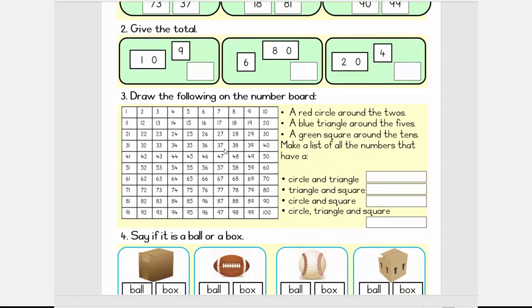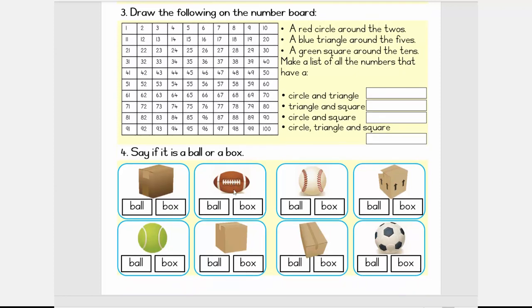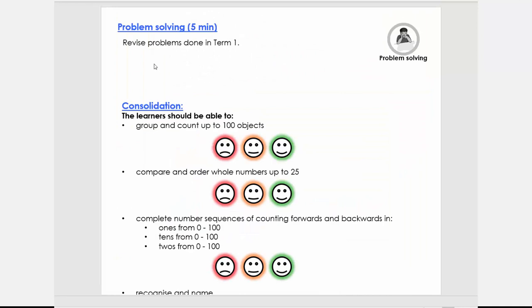We're going to look at the number board, and then we're going to look at balls and boxes. Remember, sometimes it's very difficult for the children to see it in a picture, so it's very important that they handle, touch and feel these types of objects. Then the problem solving, that's problems we've done in term 1. So on the SA Teacher EStore, you can go and have a look at problems and at the solutions.